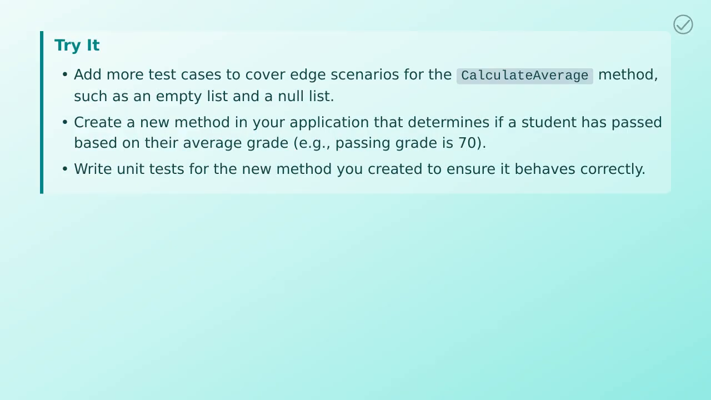Now put what you've learned into practice. First, add more test cases to cover edge scenarios for the calculateAverage method, such as an empty list and a null list. Also, create a new method in your application that determines if a student has passed based on their average grade, e.g., passing grade is 70. Finally, write unit tests for the new method you created to ensure it behaves correctly.